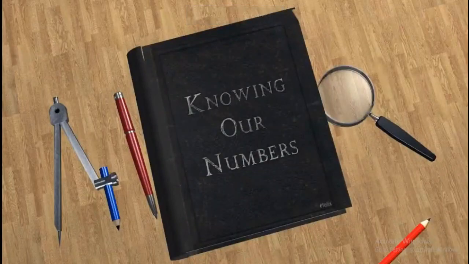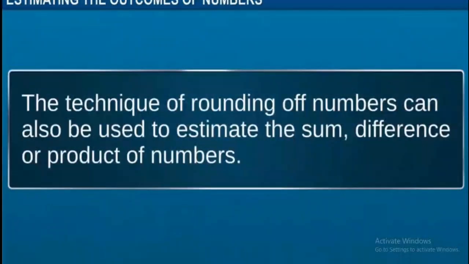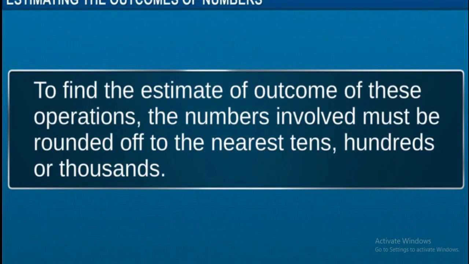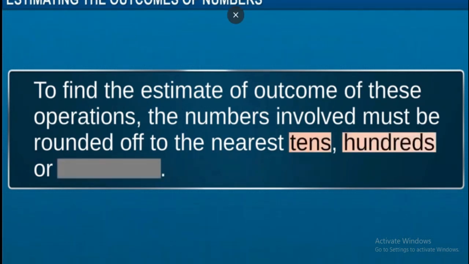In this module, you will learn how to estimate the outcomes of numbers. The technique of rounding off numbers can also be used to estimate the sum, difference, or product of numbers. To find the estimate of outcome of these operations, the numbers involved must be rounded off to the nearest tens, hundreds, or thousands. Let's understand this with an example.